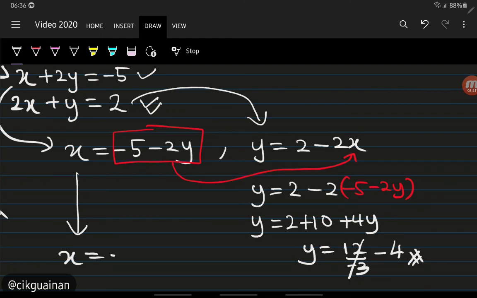Now we are going to figure out the value of x. So x equals minus 5 minus 2y. What is y? y is minus 4. Substitute over here, bracket, don't forget. Minus 2 times minus 4 is plus 8. Plus 8 minus 5 is 3. So we get y equals minus 4, x equals 3.